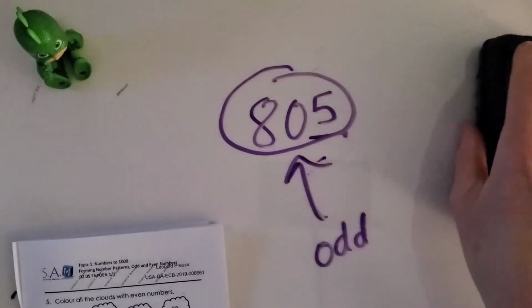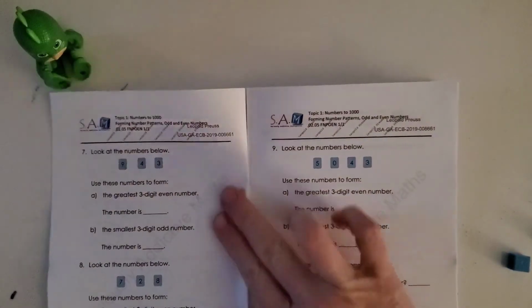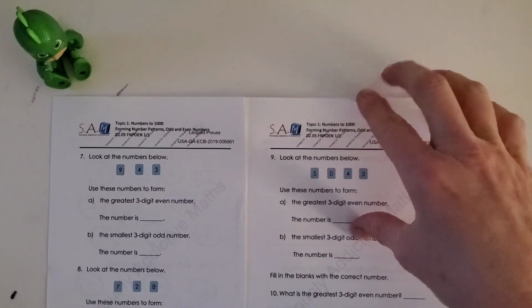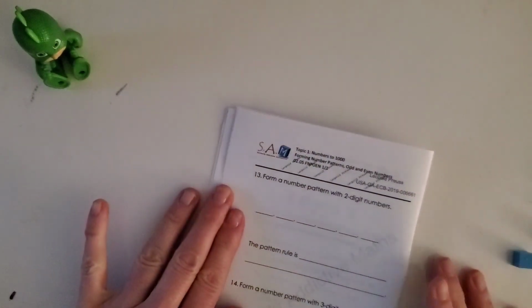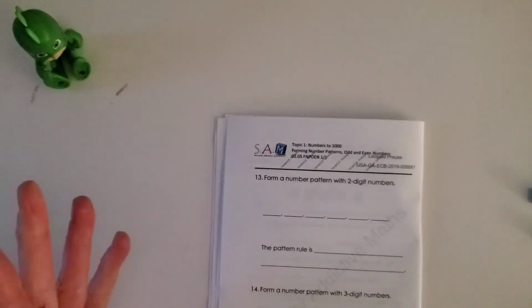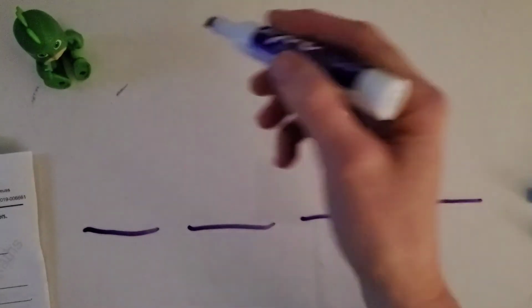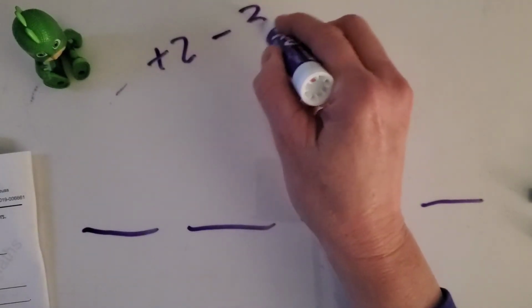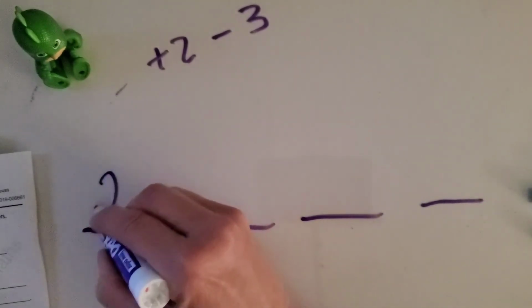All right. So you're going to be looking for even numbers up here and odd numbers down here. And then you're going to complete pages 14 and 15, and then we're going to answer some other questions. Form a number pattern with 2-digit numbers. So you're going to get to create your own number pattern. It can be anything with 2-digit numbers. Just like we did the minus 100, plus 2 or whatever that pattern was, your pattern can be plus 2, minus 3. So you can start off with a 2-digit number, like, let's do an easy one, like 20.